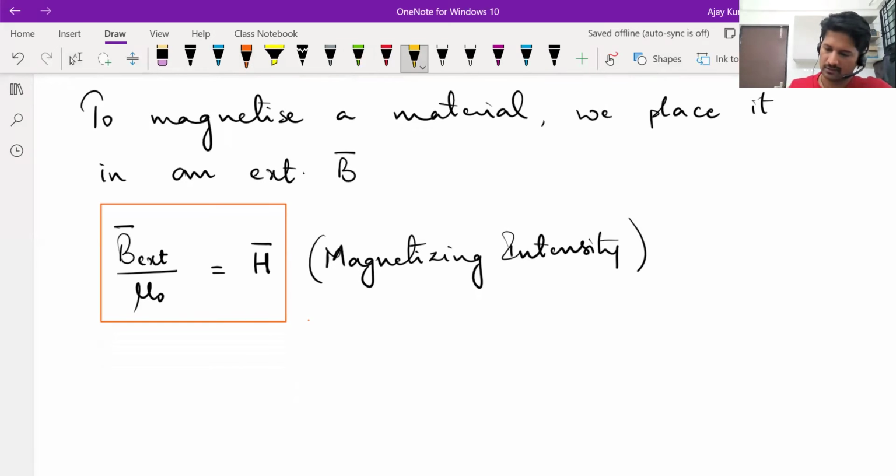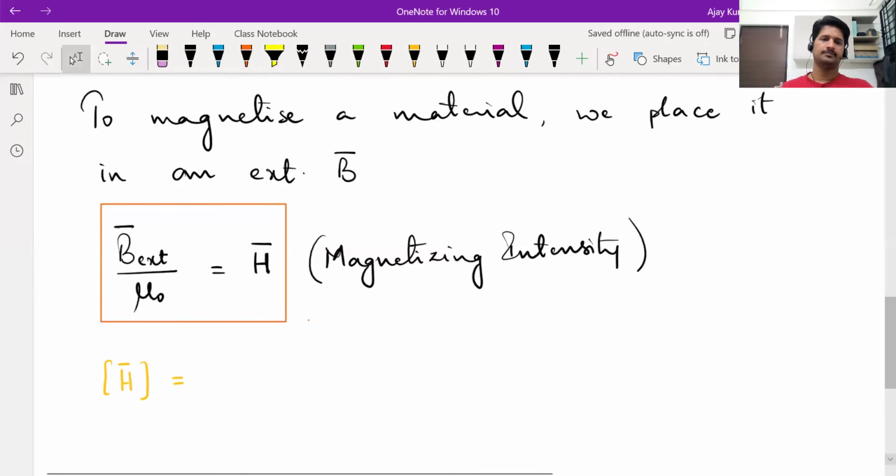Okay, solve this, all of you. Derive the dimensional formula of magnetizing intensity. Dimensional formula and SI unit also.